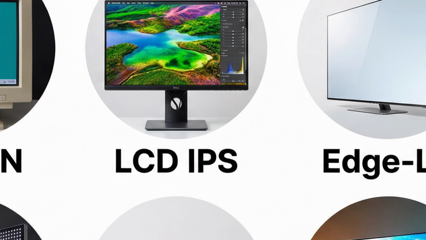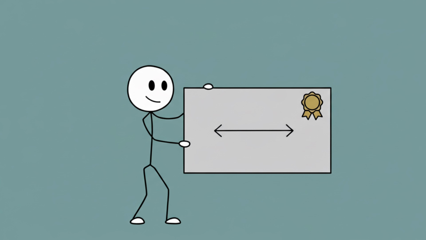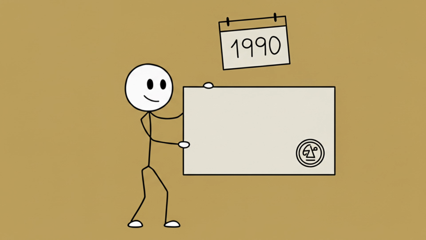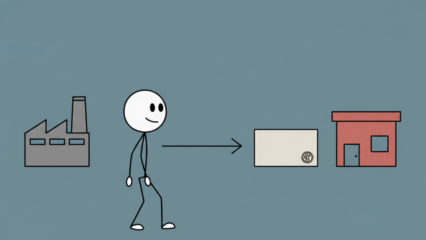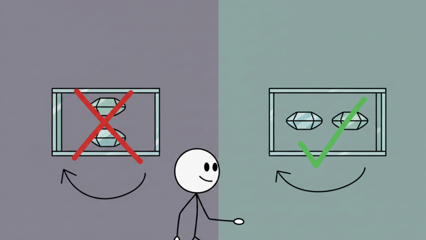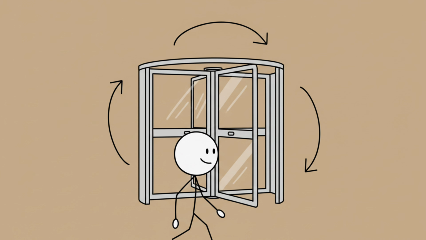Chapter 2: LCD IPS Panel. IPS stands for in-plane switching, and it's the premium LCD option. A German researcher named Günter Baur patented the concept back in 1990. But it wasn't until 1996 that Hitachi actually brought IPS panels to market. The big difference? IPS crystals rotate horizontally, staying parallel to the glass, rather than tilting vertically like TN. This parallel rotation is why colors stay consistent from any angle.